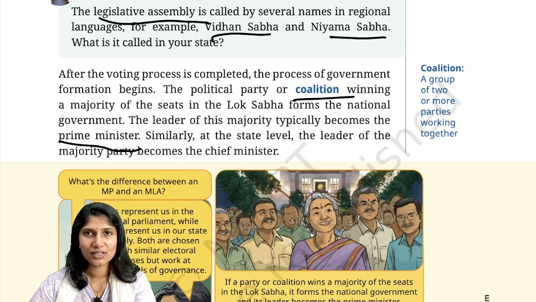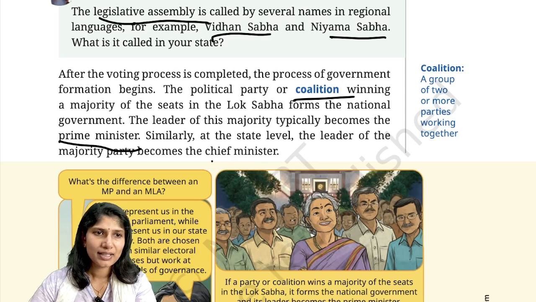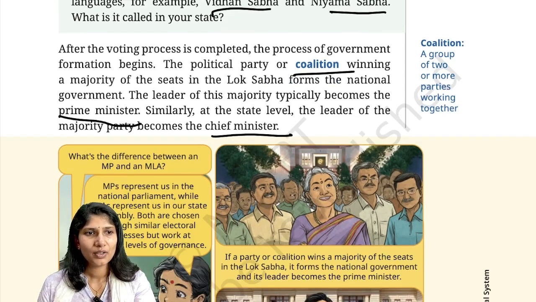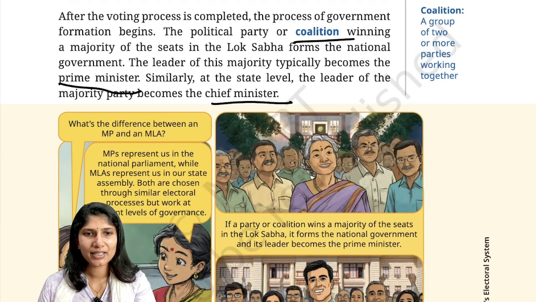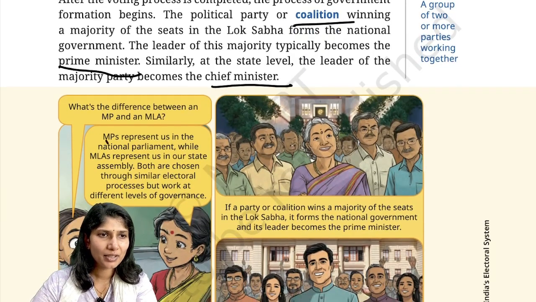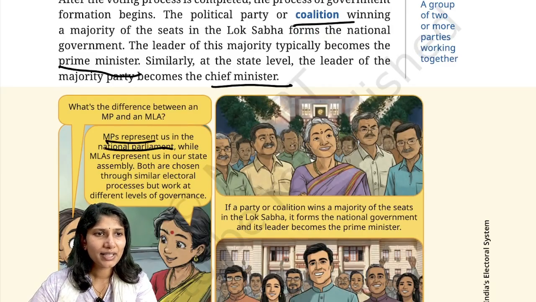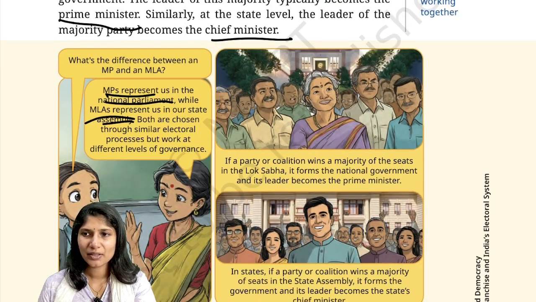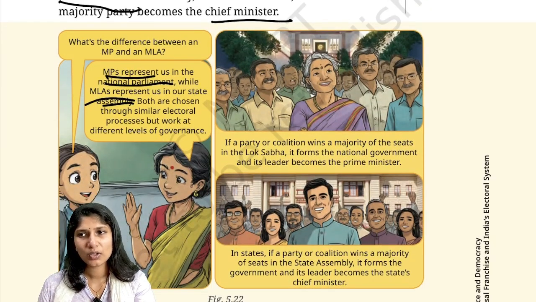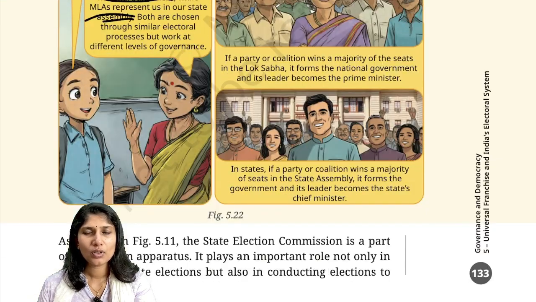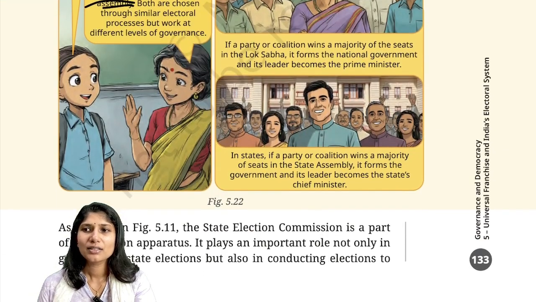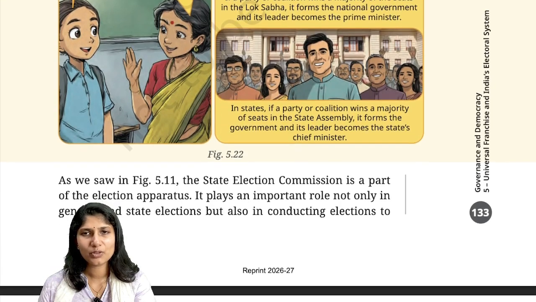Same way, in the state legislative assembly, the winning party, a single largest party or coalition, will pick a leader for themselves called the Chief Minister. So the MP and MLA difference is: MP is representing in the national parliament, MLA is representing in the state assembly. Understanding? So if either a single party wins a majority or a group of coalition parties wins, the winning party forms the government. The representative for them at the central level is the Prime Minister, and at the state level is the Chief Minister.